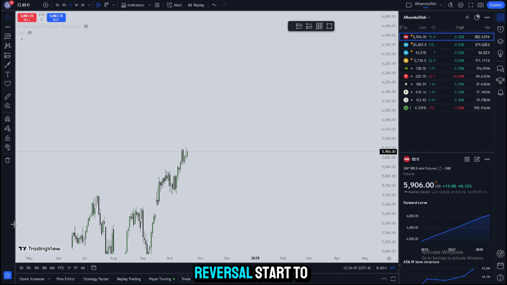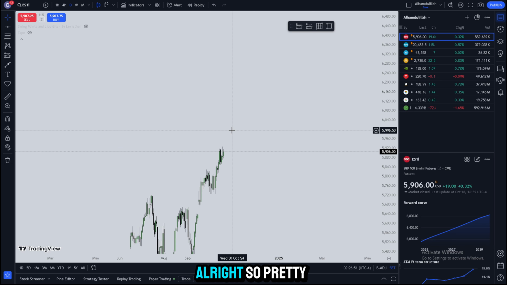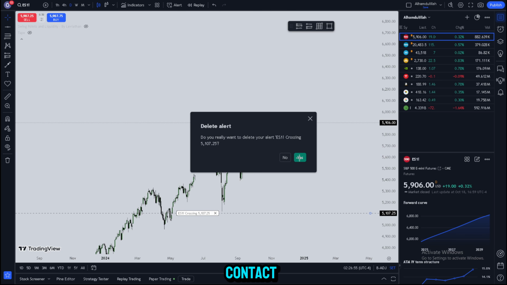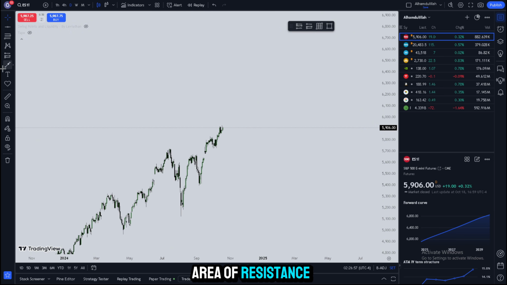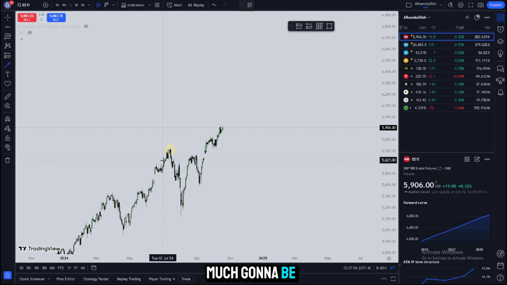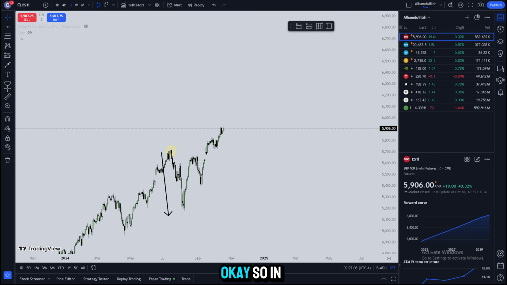Yo, this is how you trade reversals start to finish, and let me show you guys how to identify a reversal. All right, so pretty much a reversal is going to be when price comes into contact with an area of resistance, such as this right here, which means that price is going to go ahead and head down, and it's pretty much going to be like a top of the market.